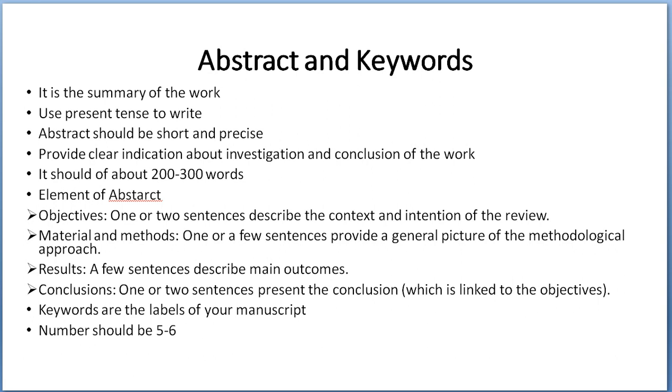The elements of the abstract, I already told you: objective, material and method, result and conclusion. Then in the last are keywords. Keywords are the labels of your manuscript. These are the words around which the whole review is revolving. It should be 5 to 6 in number. These are the keywords that are repeated again and again in your review paper.